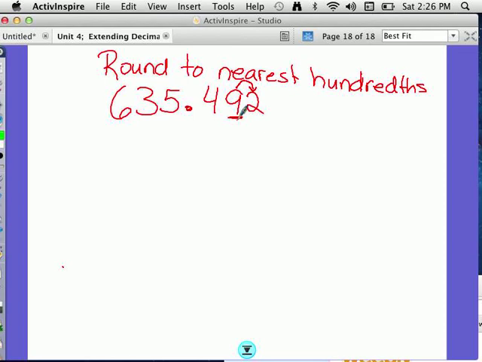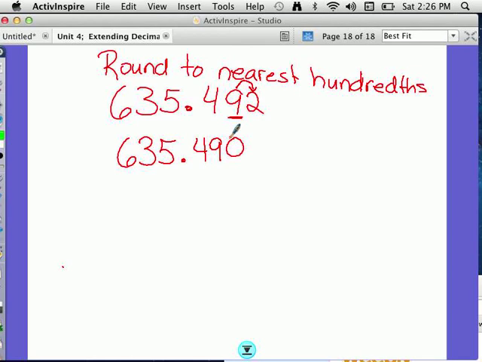Therefore, our new number is going to be 635 and 49 hundredths. We do not need to write anything after that. If you do, a 0 will be fine. In some cases, I still have students writing that same digit, as if it was never rounded. I don't know why.